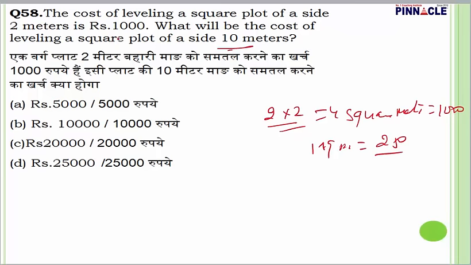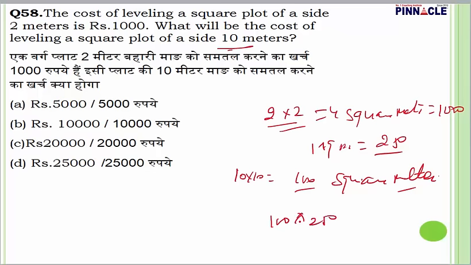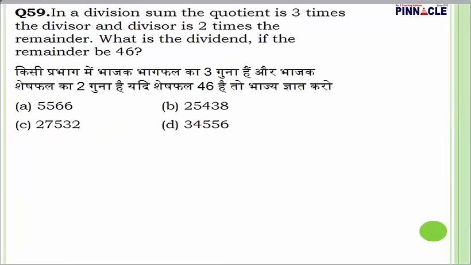Now what will be the cost of leveling a square plot of side 10 meter? So 10 into 10, that is 100 square meter. Now the cost of this would be equal to 100 into the cost of 1 square meter, that is 250. So it should be equal to 25,000. Answer is D.